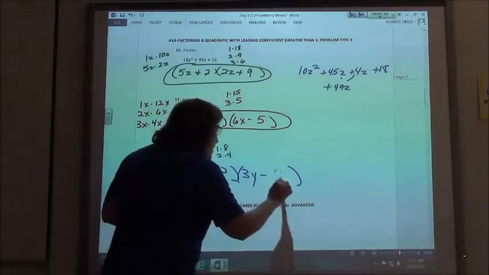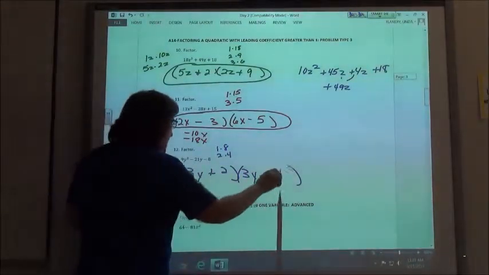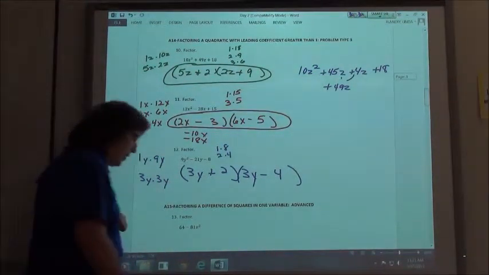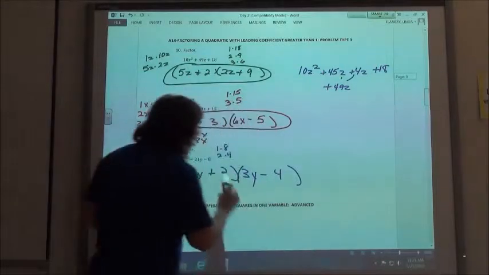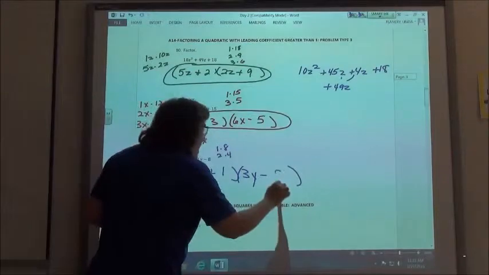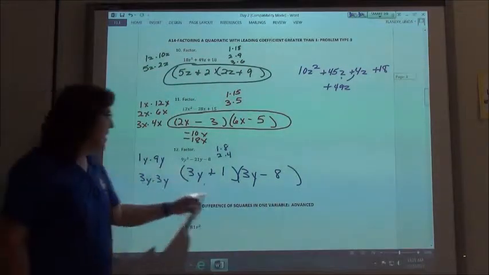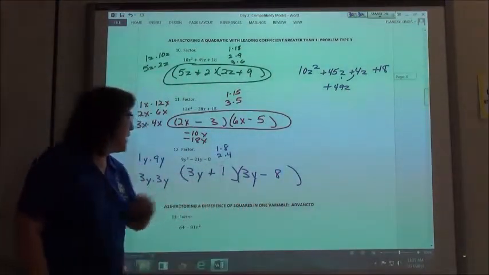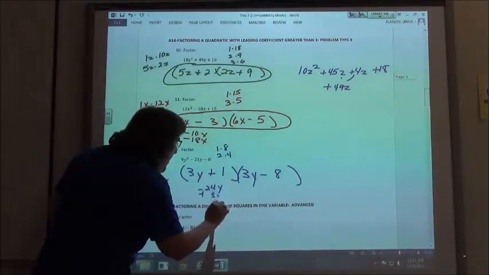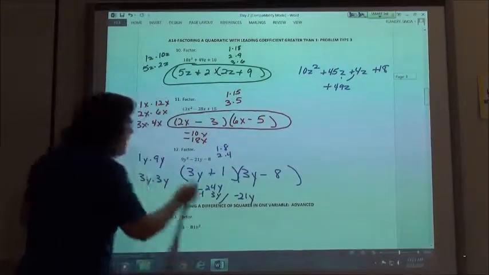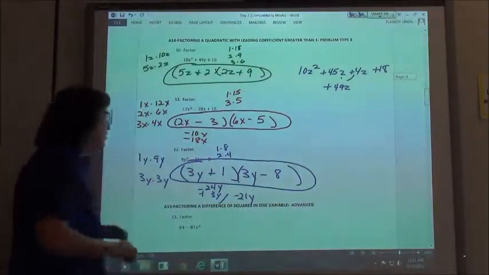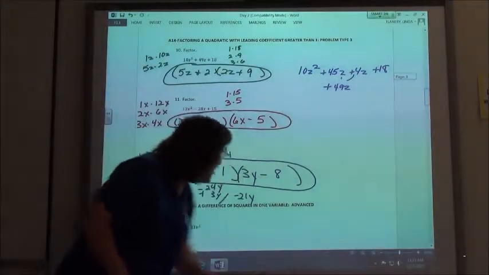If I put my 2 and my 4, that is going to give me negative 12 plus 6. Not going to be big enough because I have to add up to negative 21. It's not going to make a difference if I switch them around and try 4 and 2 since I've got 3 and 3. So I'm going to do the 1 and the 8. So negative 24 plus 3. Hey, that looks good. Negative 24y plus 3y gives me negative 21y, which is what I want in the middle. So that's going to end up being my answer: 3y plus 1 times 3y minus 8.